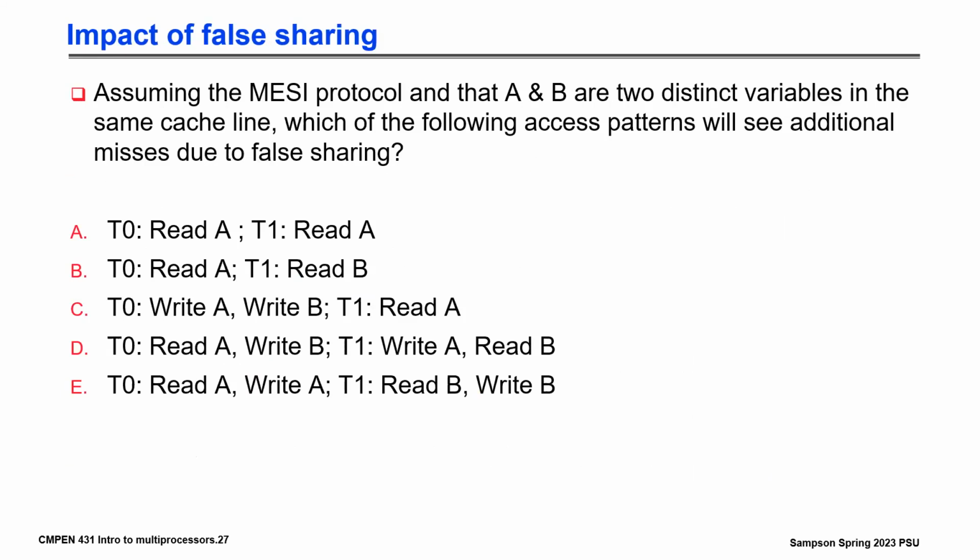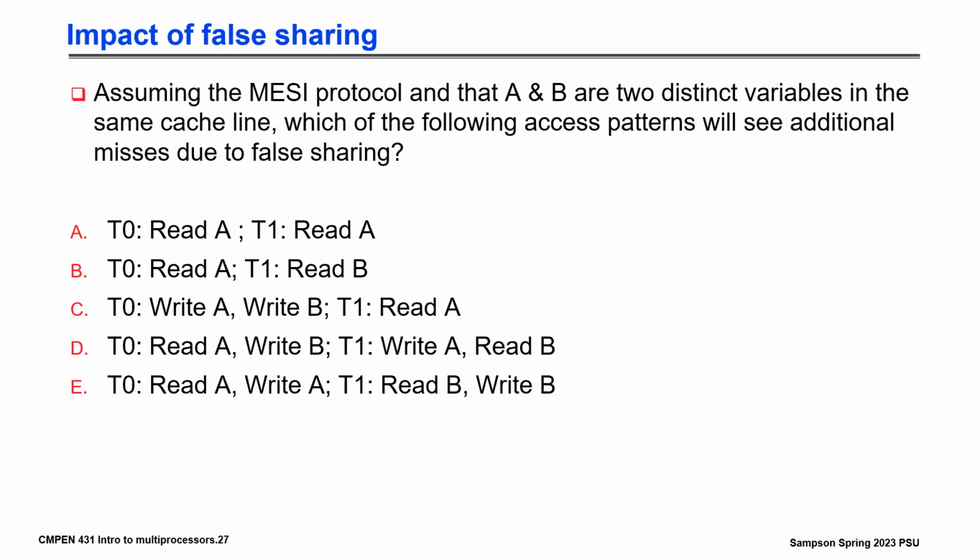Okay, so let's see if we understood false sharing. Let's look at a few examples here. If A and B are two distinct variables in the same cache line, which of these patterns would see additional misses due to false sharing? Think about the different cases. I've got thread 0, thread 1. Let's walk through each of these cases.